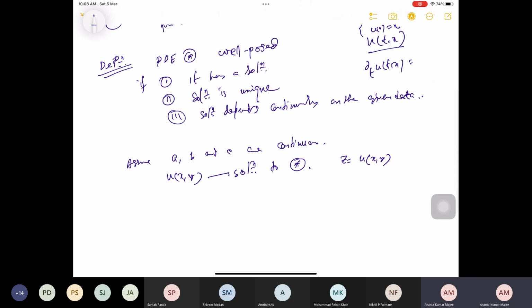Okay, so suppose z0 = u(x0, y0), where (x0, y0) is a given point which lies in R2, and I denote z0 = u(x0, y0). So I denote S as the set of all (x, y, z) in R3 such that z = u(x,y). Now you see that it is the solution surface.